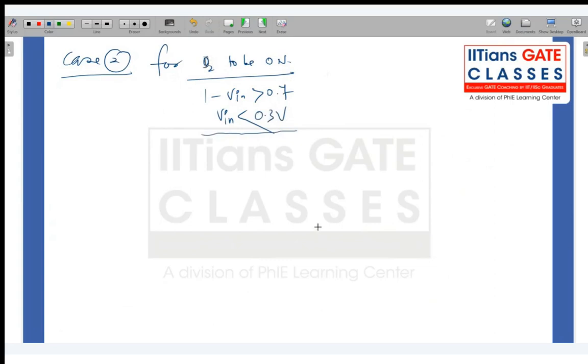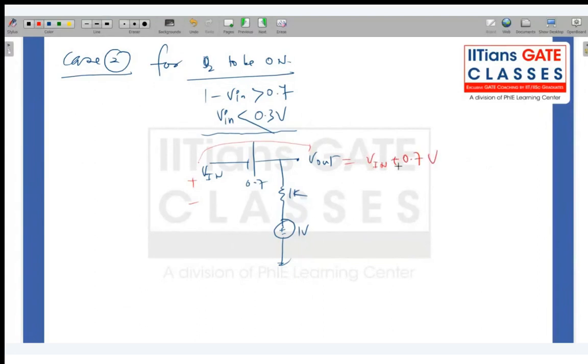So you can again sketch. This is V in, and this diode is on this time, 0.7, and this is V out. You connect this resistance of 1K, and there is a potential of 1 volt. Now you can directly apply KVL again, plus minus, going like this. So your V out will be equal to V in plus 0.7 volt. So these are the two equations which you have got.